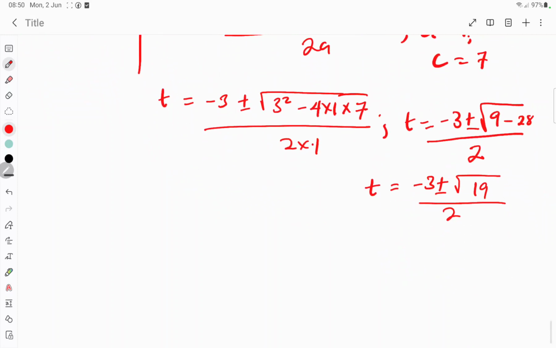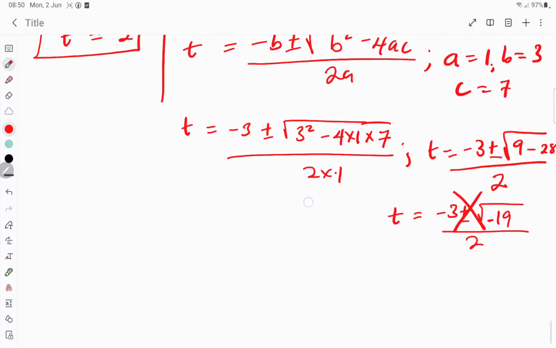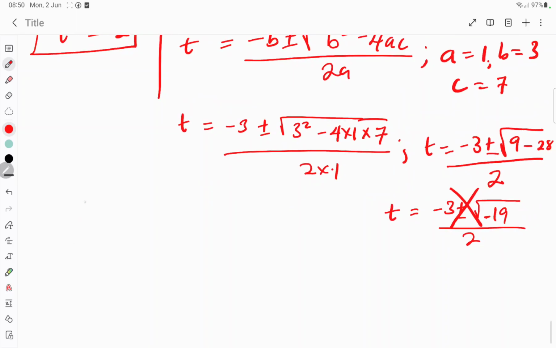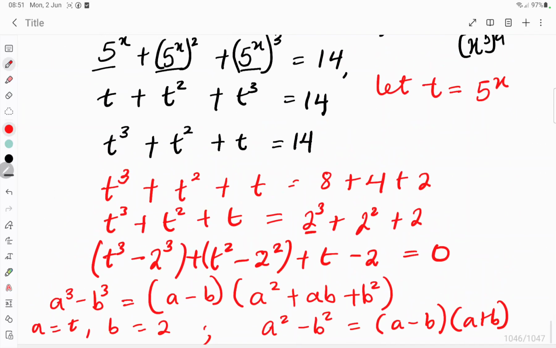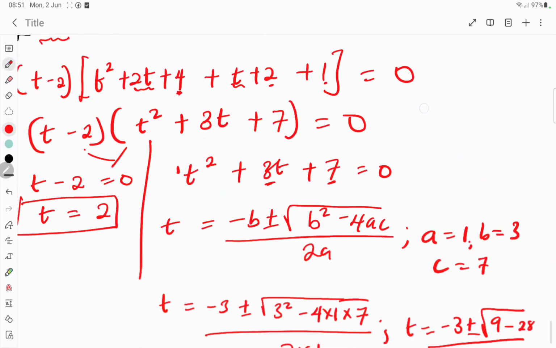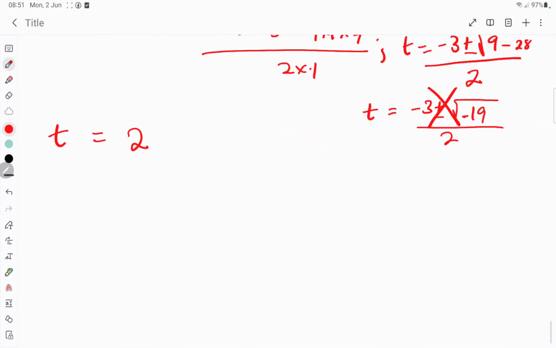Okay, so here you can now see that this is minus 19, and this is getting us a complex root, so I don't need it. So the one we'll be taking is that t is equals to 2. Remember, what do we assign t to be? We actually say that t is equals to 5 power x, right? So if t is 2, you can now see that 5 power x is equals to what? 2, because that's the main one we need to find.